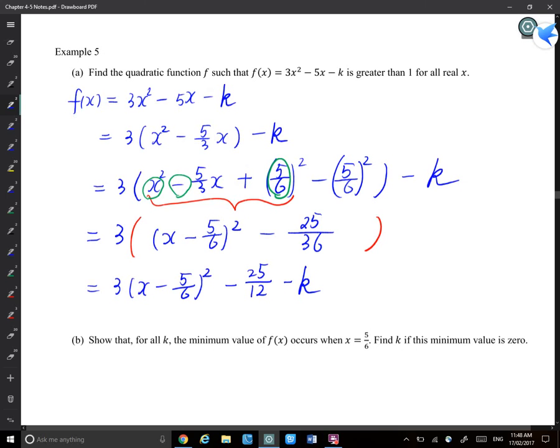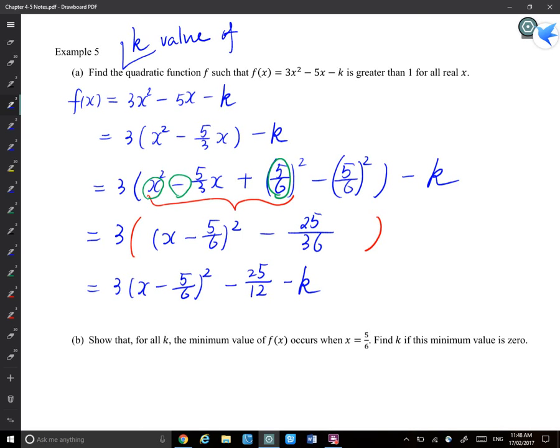Okay, so I forgot to write the question. It's: find the k value of the quadratic function f such that f(x) equals that. I forgot to say find what. It's find the k value such that this quadratic is greater than 1 for all real x values.